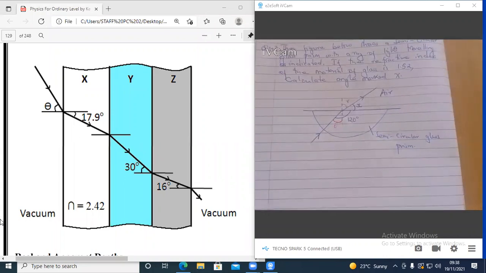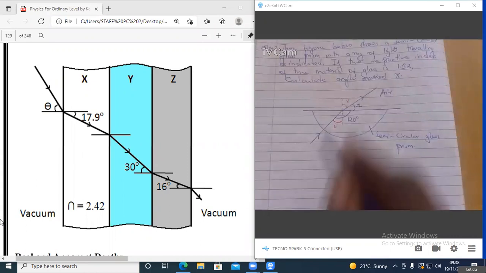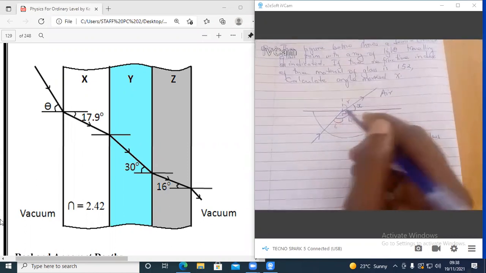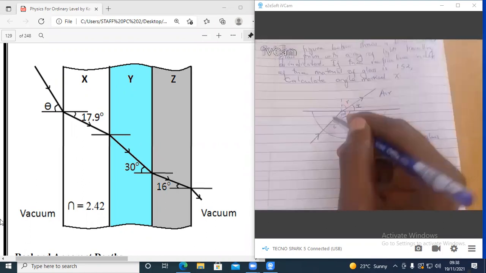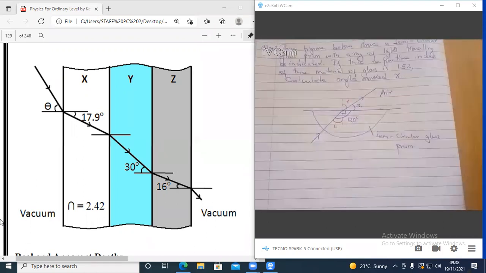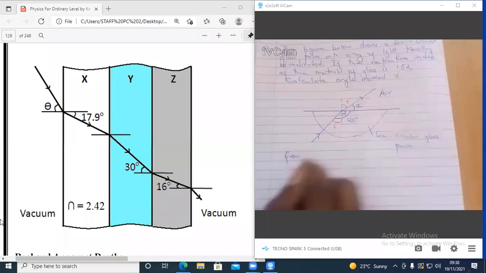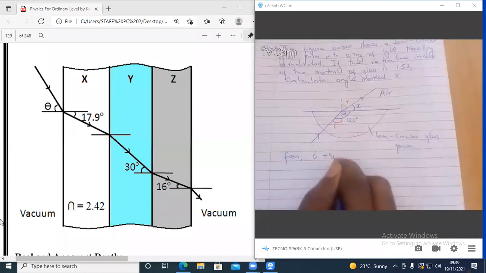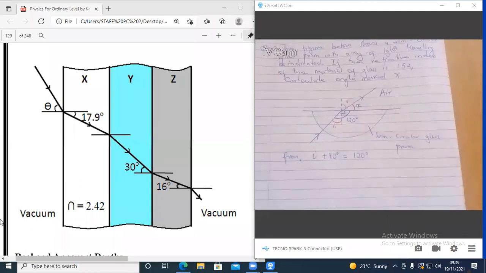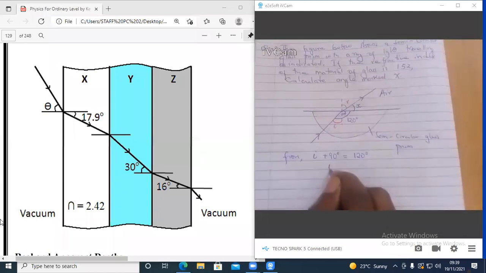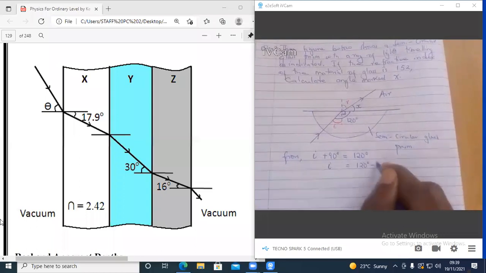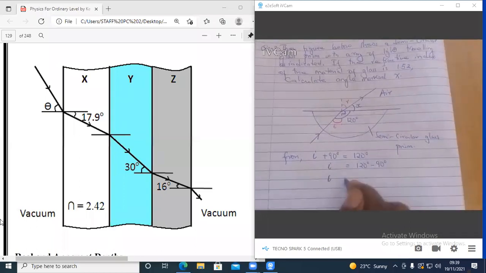So when you look at the figure very well, what is the angle of incidence? You know that this angle is 90 degrees, but from here up to here it is 120. So what is the angle of incidence? 30 degrees. Perfect. So the angle of incidence plus 90 degrees equals 120 degrees. So angle of incidence will be 120 degrees minus 90 degrees, which equals 30 degrees.